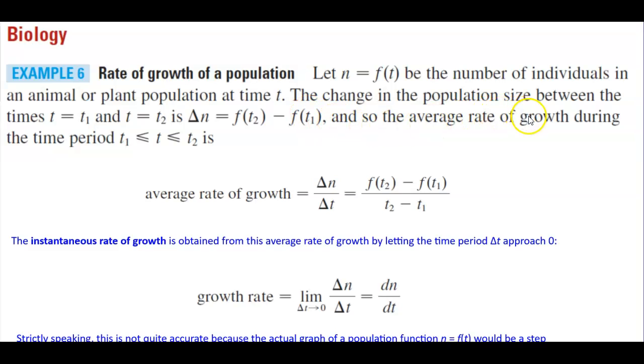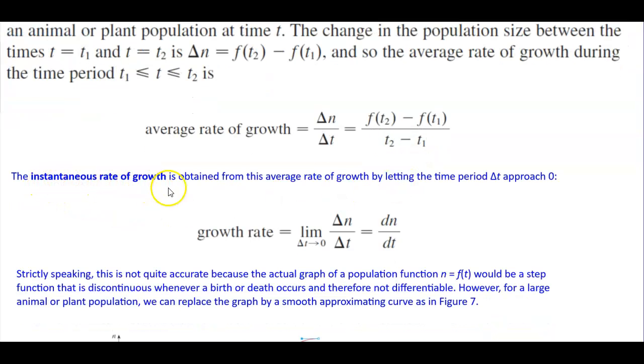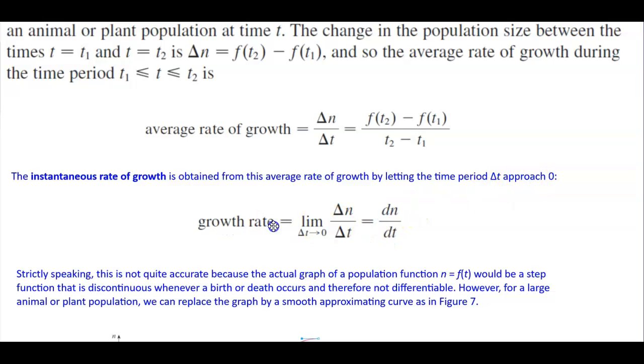And so the average rate of growth during the time period where t is in between t1 and t2 inclusive is the following. The average rate of growth is equal to the change in n over the change in t, which is equal to f of t2 minus f of t1 divided by t2 minus t1. Now the instantaneous rate of growth is obtained from this average rate of growth by letting the time period change of t approach 0. So the growth rate is equal to the limit as the change in t approaches 0 of the change in n divided by the change in t, which is equal to the derivative of n with respect to t.